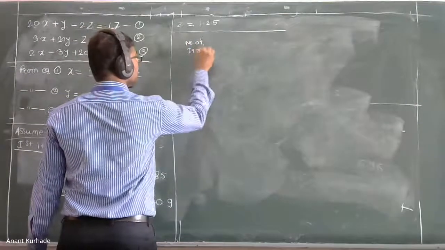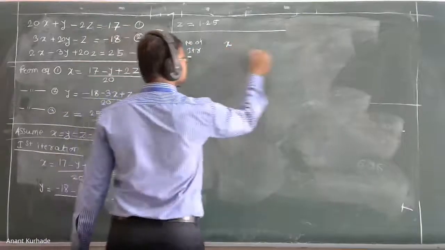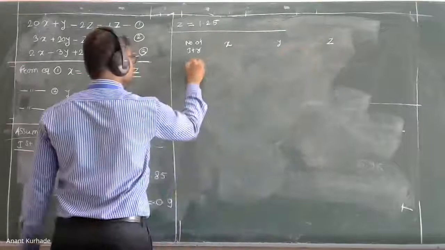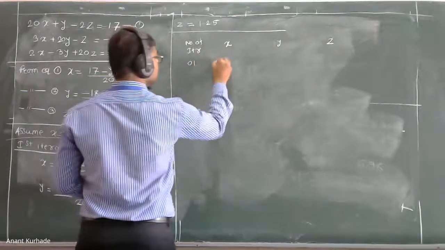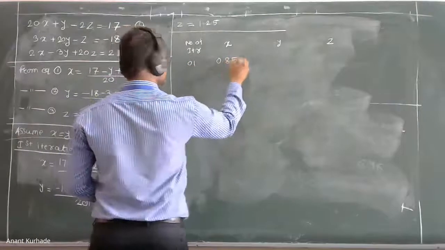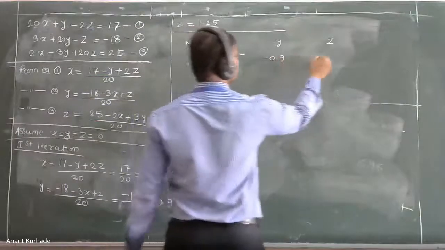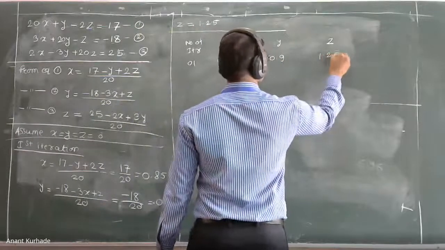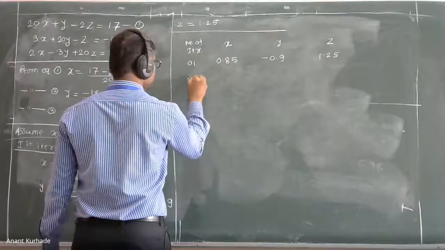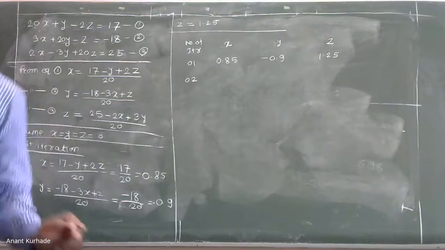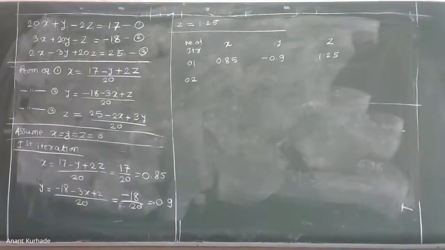The number of iterations, this is 1. So for the first iteration, the value of x is 0.85. The value of y is minus 0.9. The value of z is 1.25. Now, tell me the remaining values. For the second iteration, what is x?